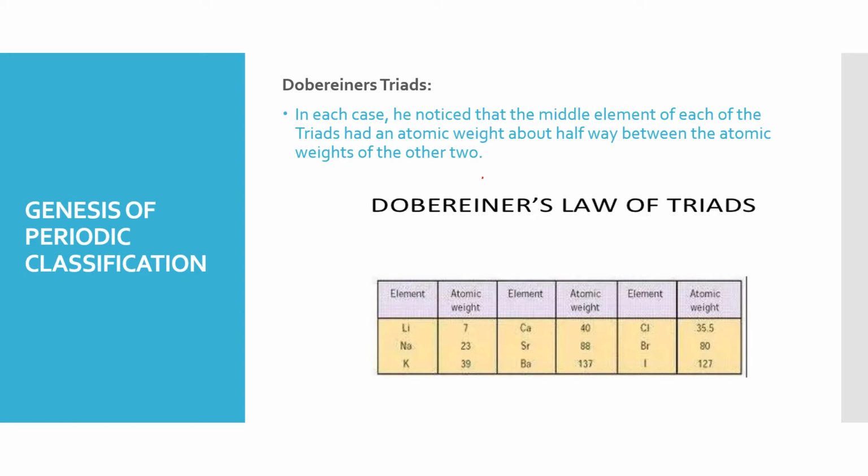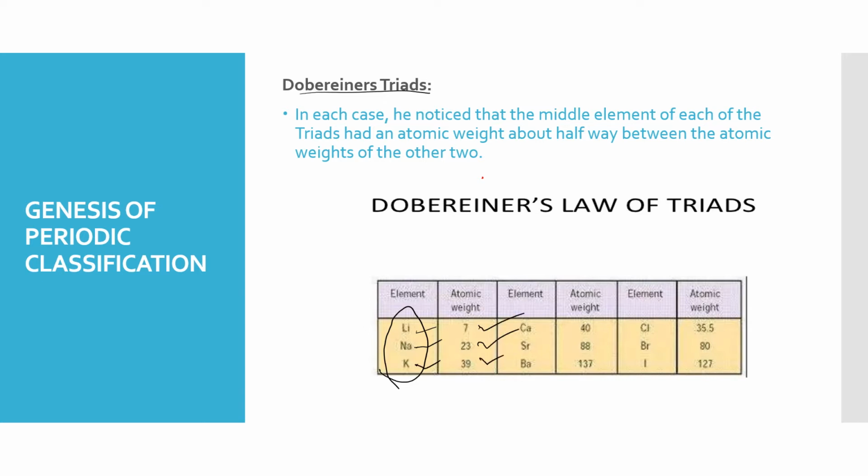So next comes the genesis of periodic classification. The first one is Dobereiner's triads. Let's know what he did. In each case, he noticed that the middle element of each triad had an atomic weight about halfway between the atomic weights of the other two. To understand this, let's take this table. In his table, we can see the element names: the first one is lithium, the second is sodium, and the next is potassium. And these are their atomic weights.